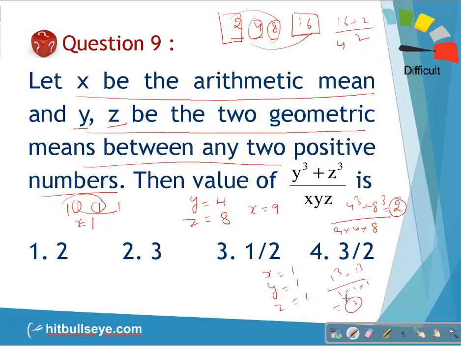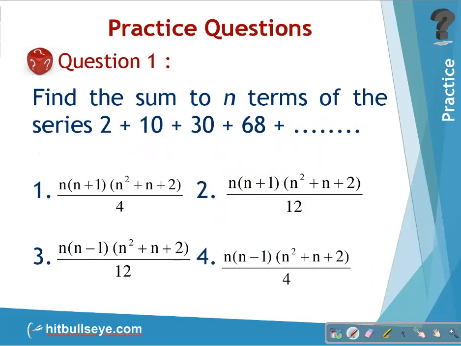Students, hopefully you have understood the power of the fan solution. Fan solutions are nothing but simple out-of-the-box solutions of algebra. Now solve these questions. Try to solve them with the help of the fan solution. This is the first question. Please read it. The sum of n terms of the series 2, 10, 30, 68.